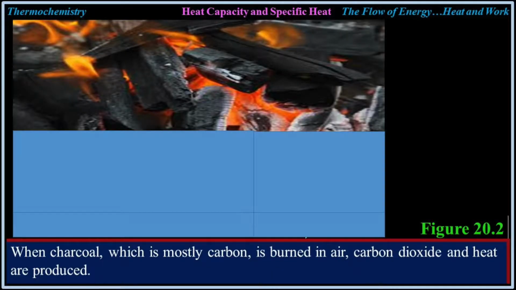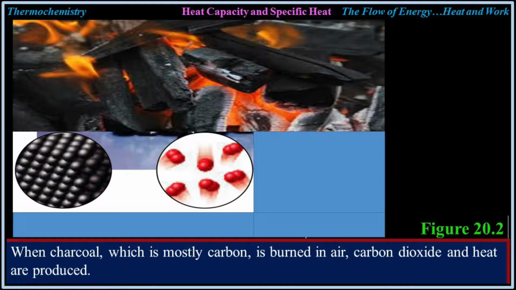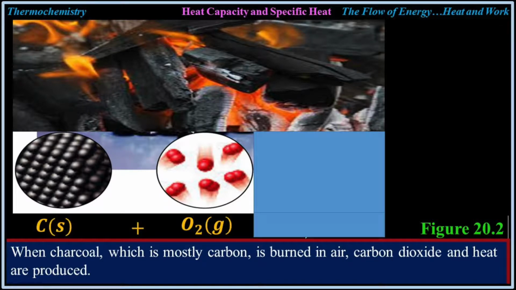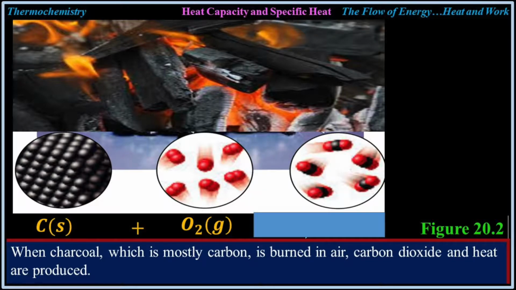When charcoal, which is mostly carbon, is burned in air, carbon dioxide and heat are produced. So what is it in air that will combine with the carbon? The hint is that carbon dioxide is being produced. So I have the carbon and the oxygen, and that's going to yield the carbon dioxide. So it's the oxygen in the air that is going to react with the carbon. So 1 mole of carbon and 1 mole of oxygen will produce 1 mole of carbon dioxide.